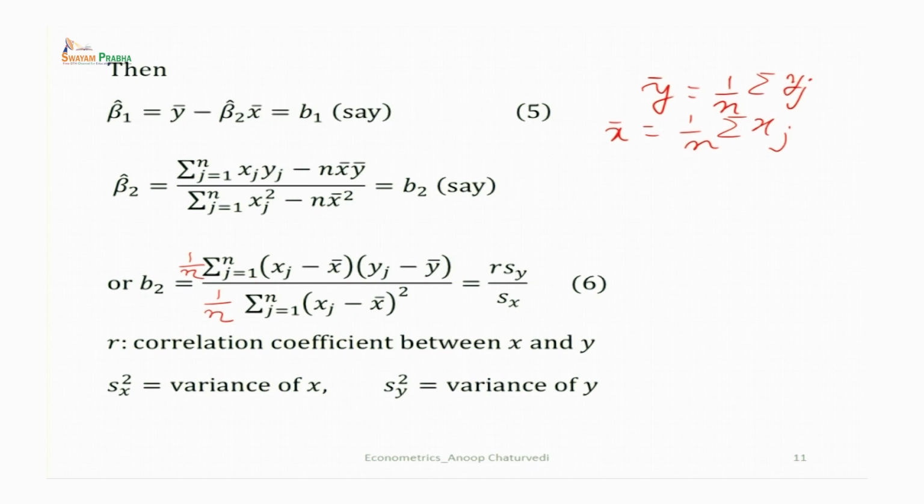You know that the covariance between x and y is equal to the correlation coefficient between x and y times S x times S y, where S x is the standard deviation of x and S y is the standard deviation of y. The denominator is equal to S square x. So finally, you obtain b 2 is equal to R S y upon S x. R is the correlation coefficient between x and y, S square x is the variance of x, and S square y is the variance of y.